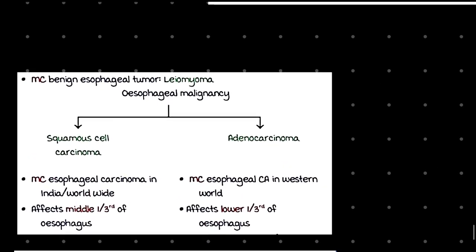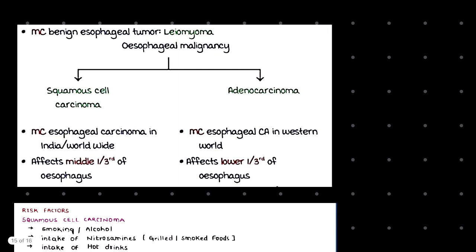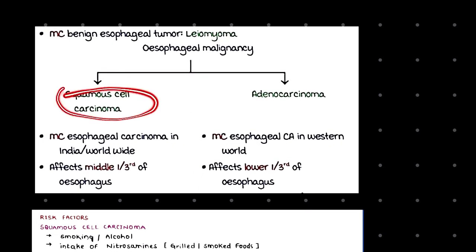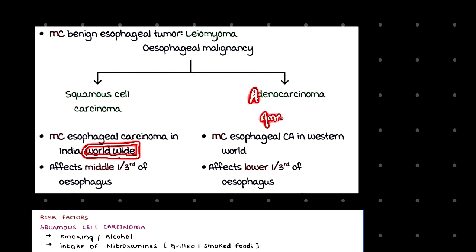Okay, we have already mentioned leiomyoma. It is the most common benign esophageal tumor. And talking about the malignant tumors, we have squamous cell carcinoma and adenocarcinoma. Now, what are the differences between these two? Squamous cell carcinoma is the most common carcinoma worldwide. While adenocarcinoma is more prevalent in Western countries, such as America, or we can say US. So from A we can memorize it.